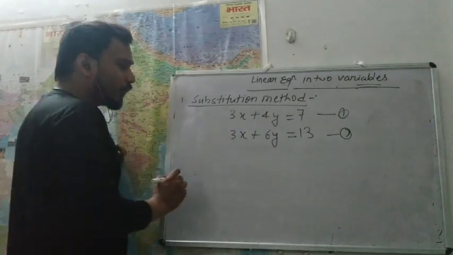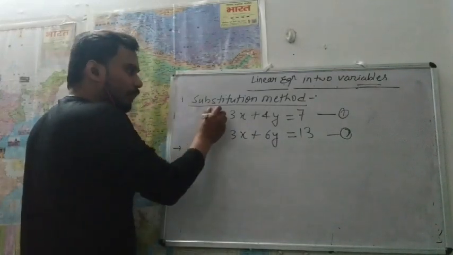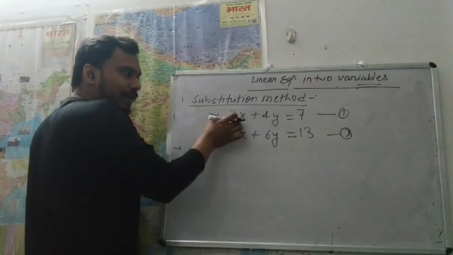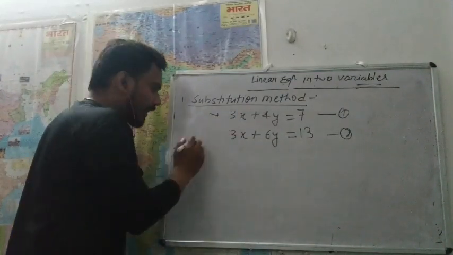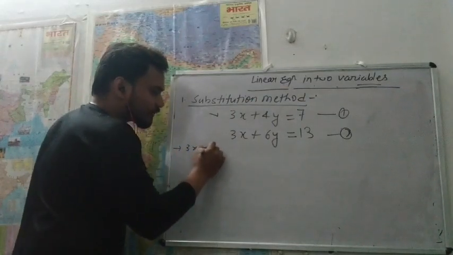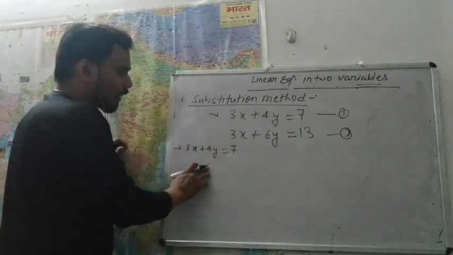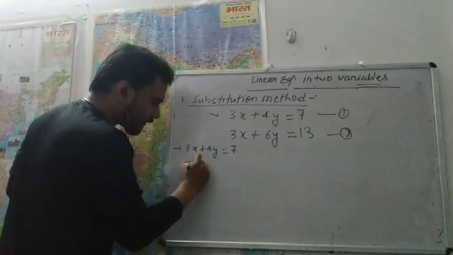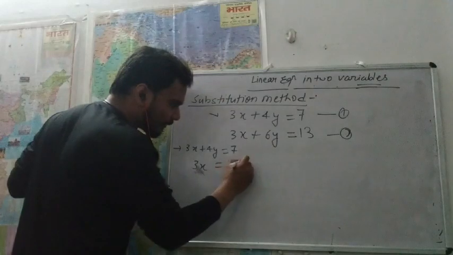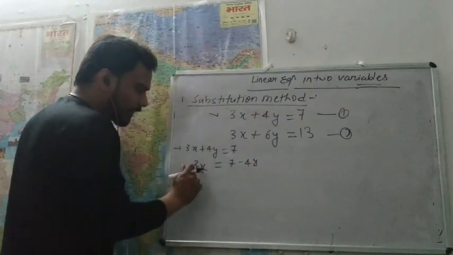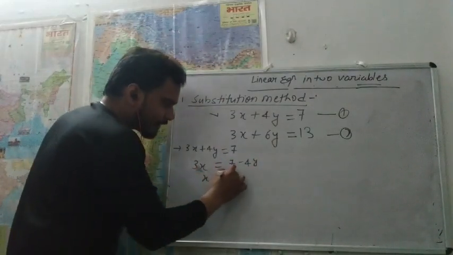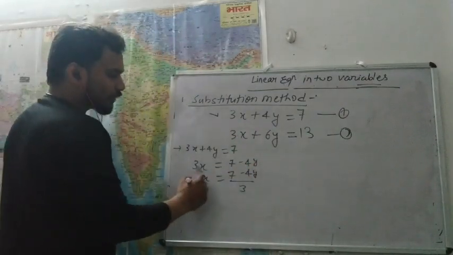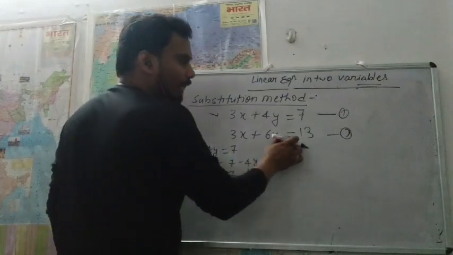So what will we do? Firstly, step 1, we will take equation number 1 and solve for the value of x in terms of y. From 3x + 4y = 7, we calculate x in terms of y: 3x = 7 - 4y, so x = (7 - 4y)/3. Now we will substitute this x in equation number 2.